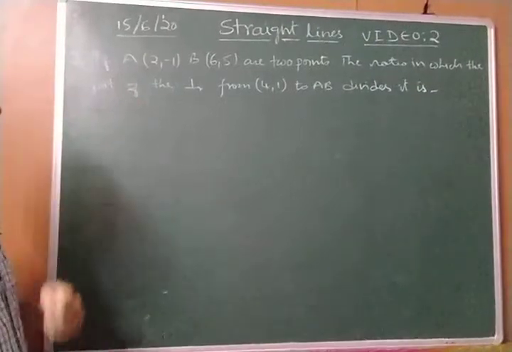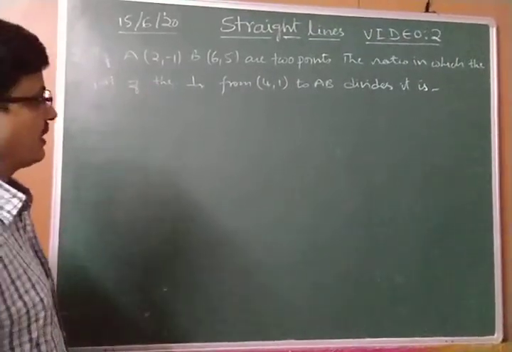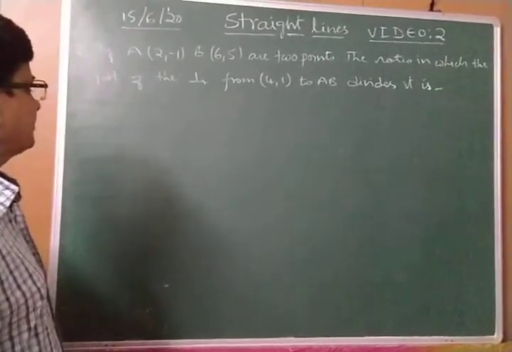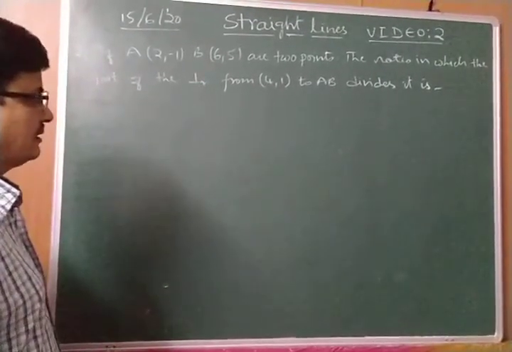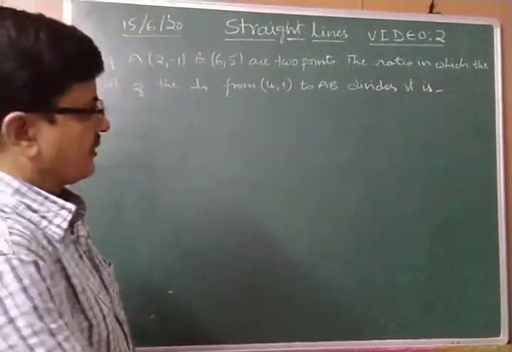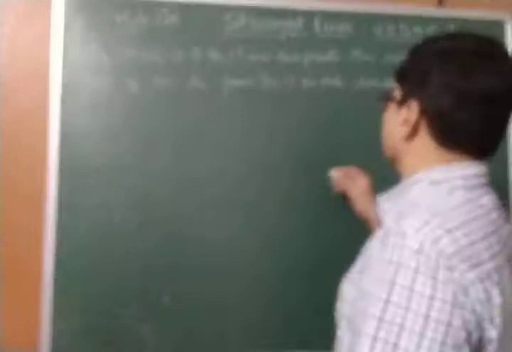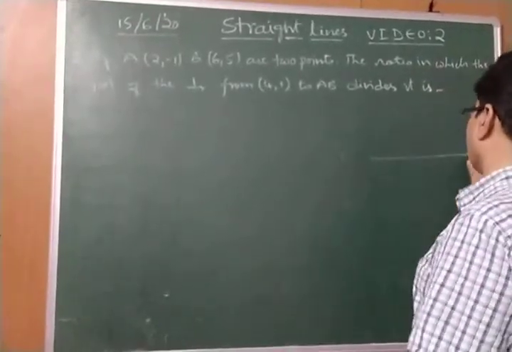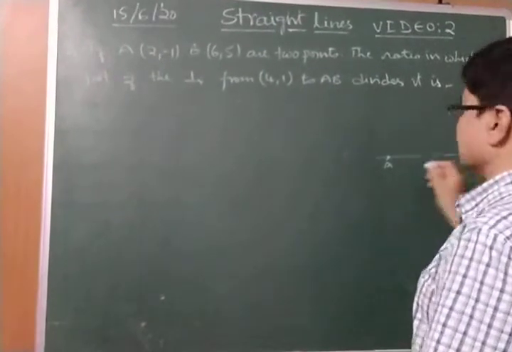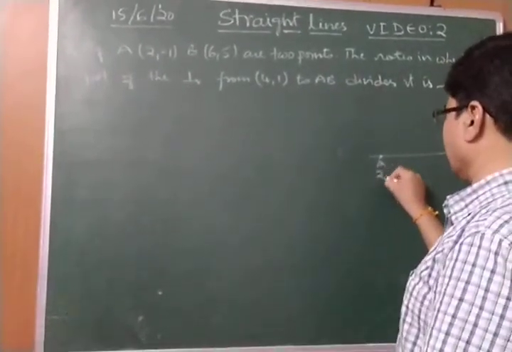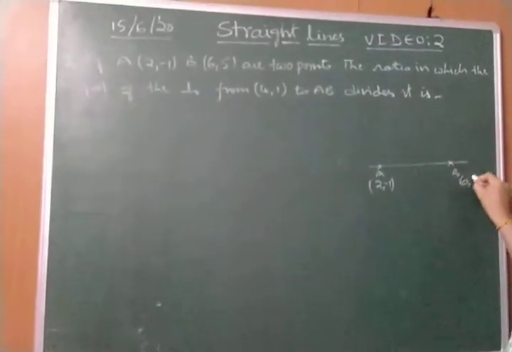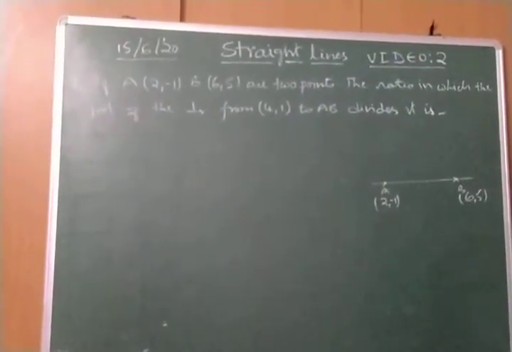A is (2, -1) and B is (6, 5) are two points. The ratio in which the foot of the perpendicular from (4, 1) to AB divides it is... That means A and B are any two points on a line. A is (2, -1) and B is (6, 5) are the two points on a line.